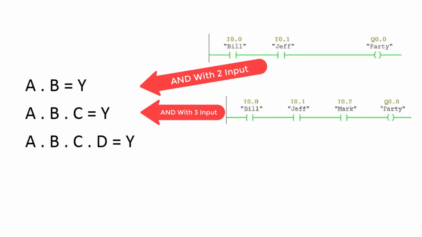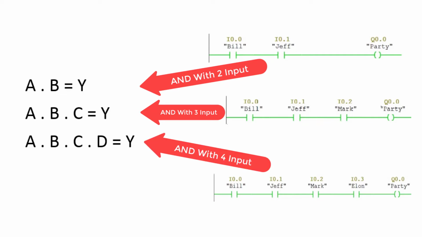In Boolean algebra, the formula for the logical gate AND with 2, 3, and 4 inputs is as follows. As you can see, the point, or multiplication, symbol is used to indicate the concept of the AND gate.